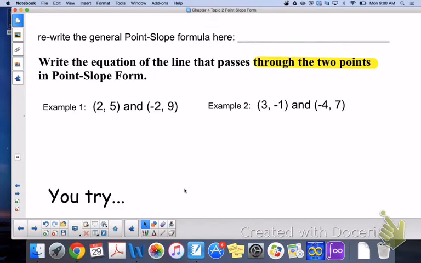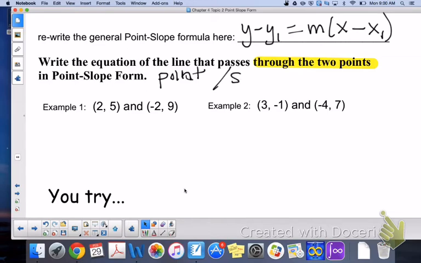Okay, so again, next slide, rewrite the general form: y minus y1 equals m times x minus x1. Write the equation of the line that passes through the 2 points in point-slope form. Remember in point-slope form, we need a point and we need a slope. Well, when you're given 2 points, we don't have a slope. Well, we can find a slope.